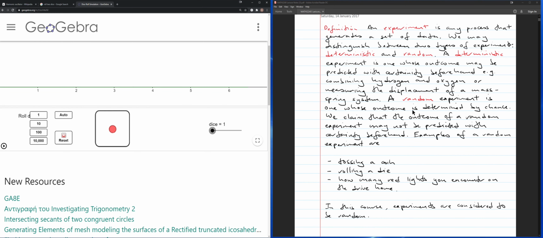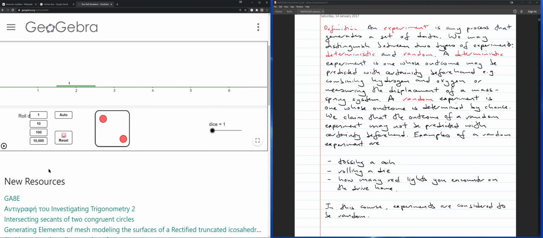Okay, but on the other hand, a random experiment is where you wouldn't be able to predict the outcome of your experiment beforehand, right? So the outcome of your experiment is determined somehow by chance. An example of a random experiment is if you roll a die. This software over here is giving you a little simulation as if you roll a die.